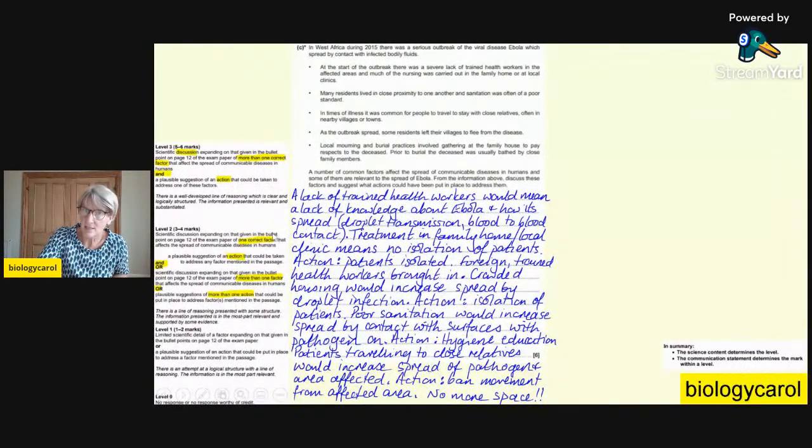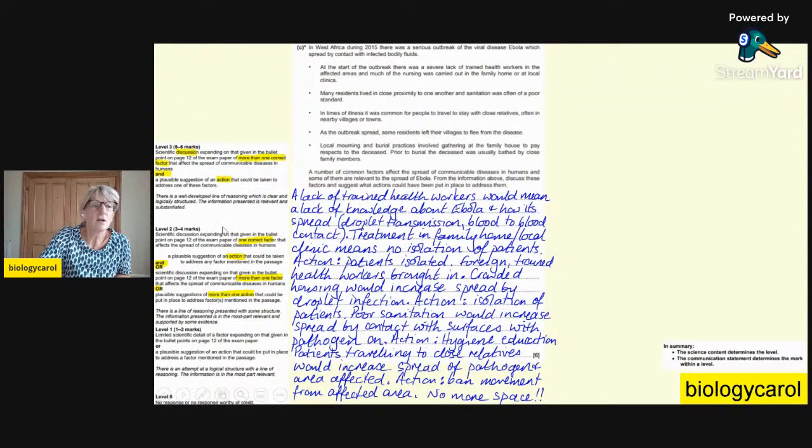Here is the basic mark scheme, in as much as what are they looking for? So for 5 or 6 marks, they are looking for discussion, expanding on the bullet points for more than one correct factor, and a plausible suggestion of an action. Now, this is tricky, given that probably nobody, certainly before the pandemic, would have really had any real experience or possibly even background knowledge of this kind of epidemic happening.